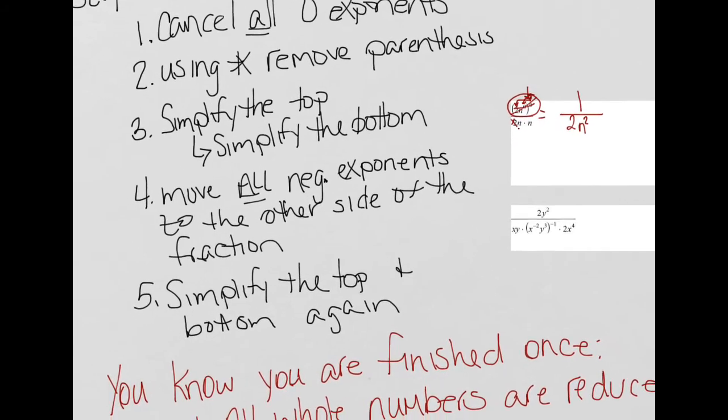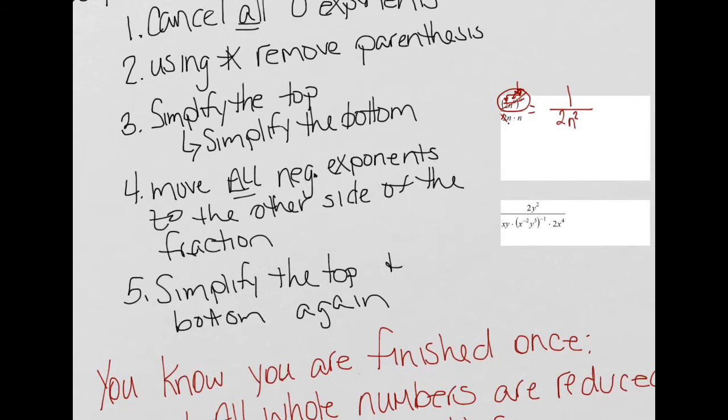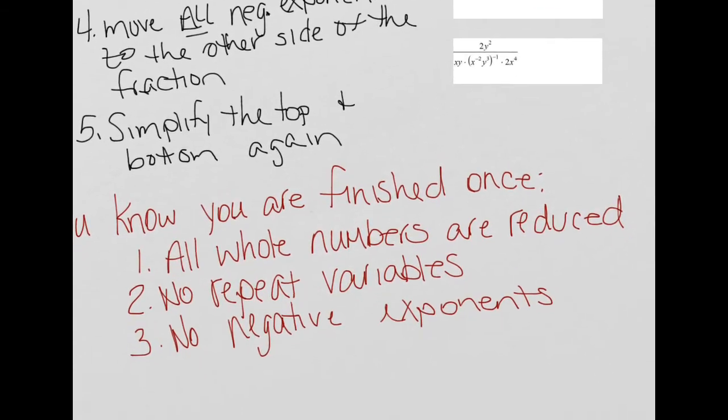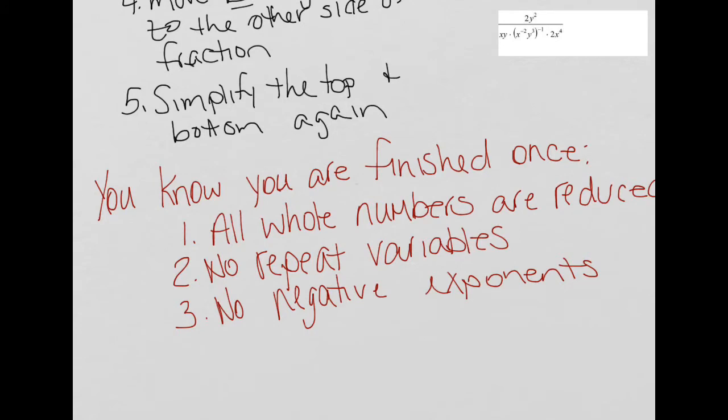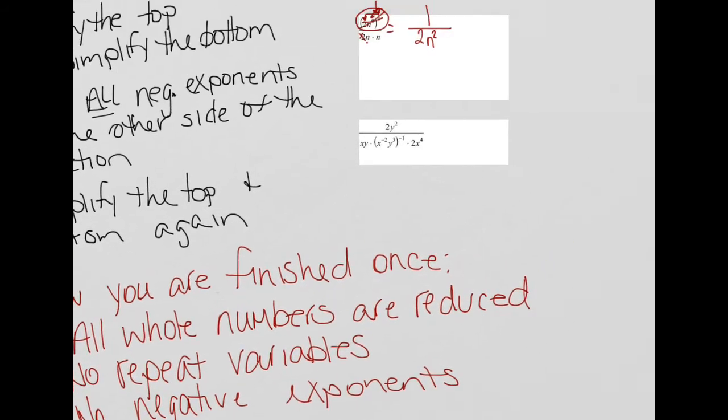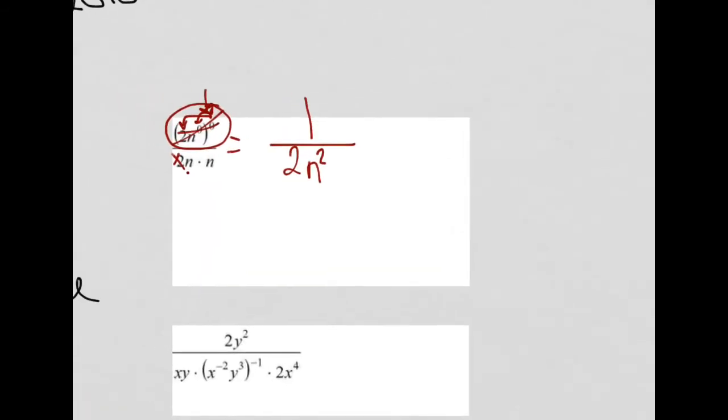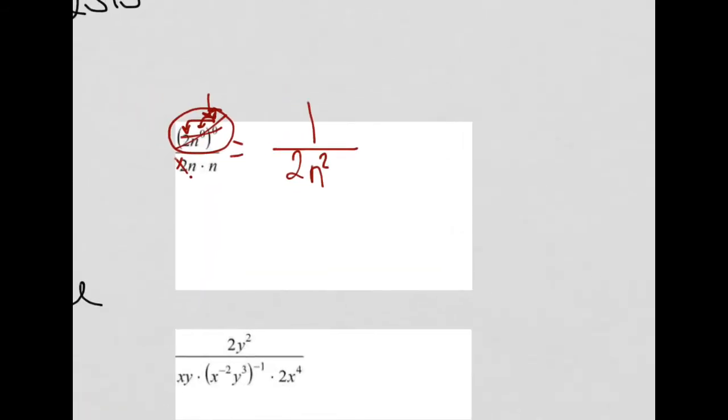Come back over, move all negative exponents to the other side of the fraction. We don't have any negative exponents. Simplify the top and bottom again. Again, it's good. You know you are finished once all whole numbers are reduced, there are no repeat variables, and no negative exponents. So let's look. My whole numbers are reduced, 1/2 cannot go any further. I have no repeat variables, and I have no negative exponents, which makes this my answer.